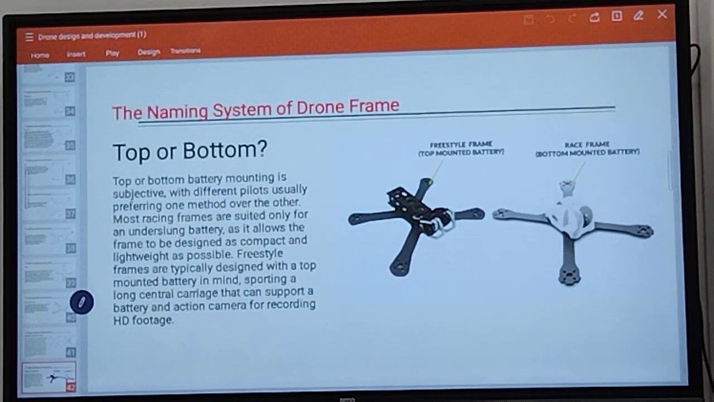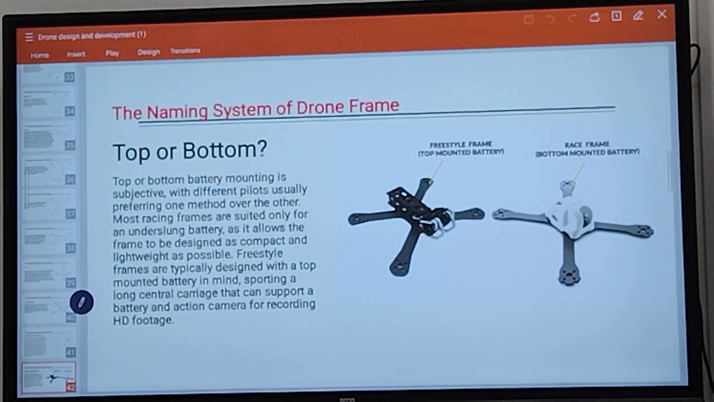The naming system of drone frame, top or bottom. See, this type frame, top mounted battery and race frame, bottom mounted battery. If the battery is mounted at the bottom, it is called a bottom frame, and with top mounted, the top. Top or bottom battery mounting is subjective with different pilots usually preferring one method over the other.